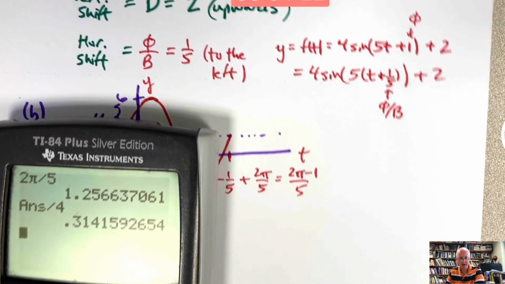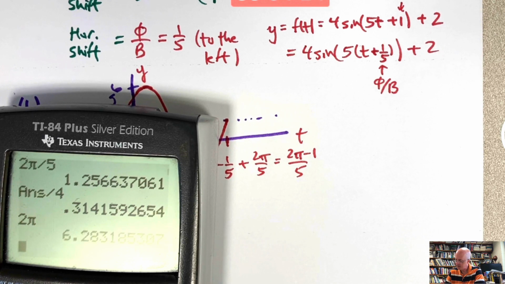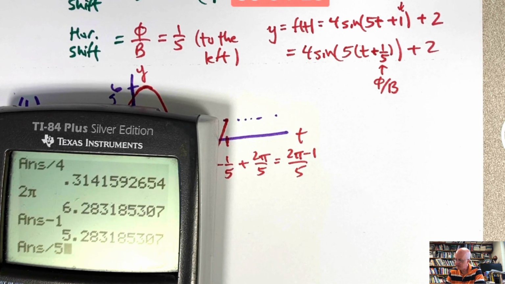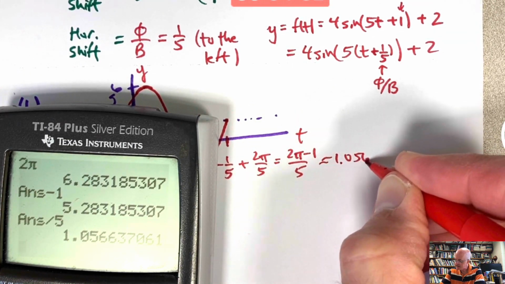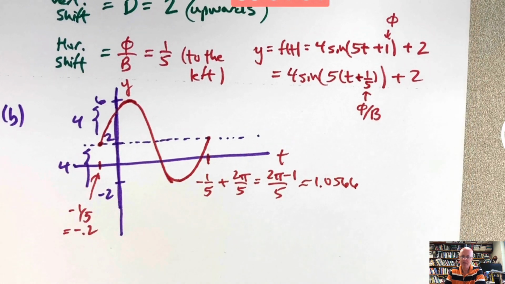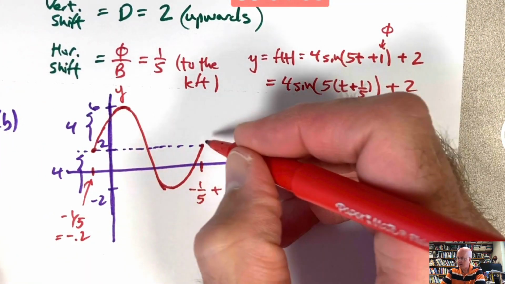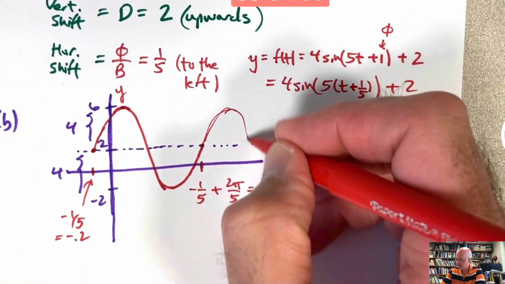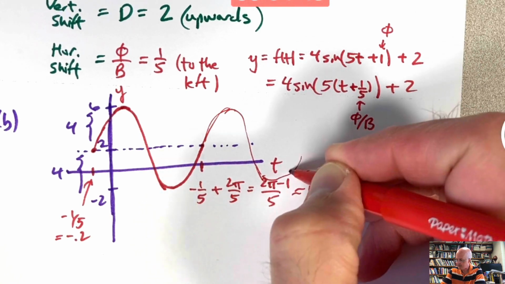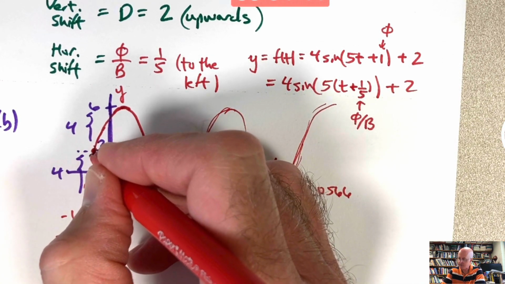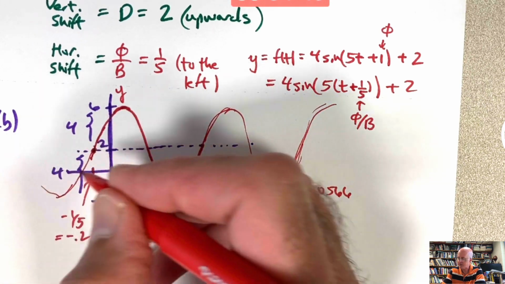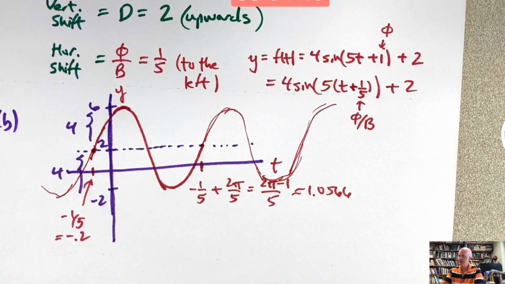2 pi minus 1 over 5, it's about 1.0566 is where that is. And technically the graph goes on forever. It's a periodic graph. That's the point of these functions, in fact, is that they're periodic, going on forever and ever in both directions with, in this case, period 2 pi over 5, okay? So that's a pretty decent graph.